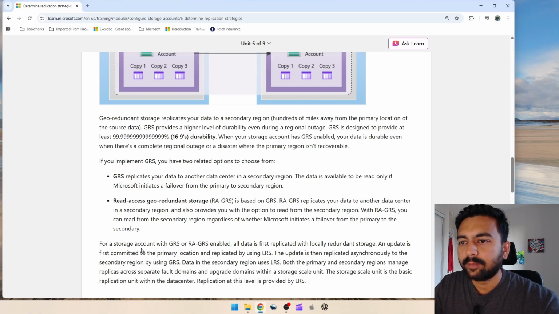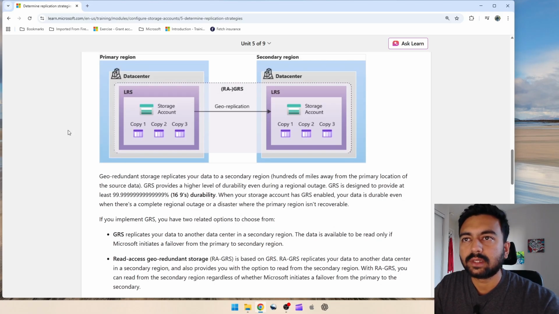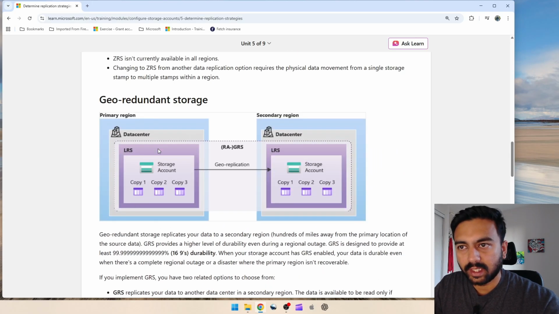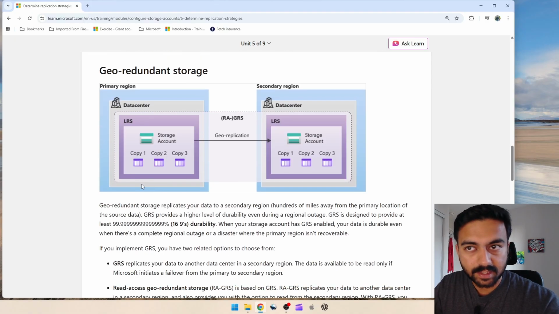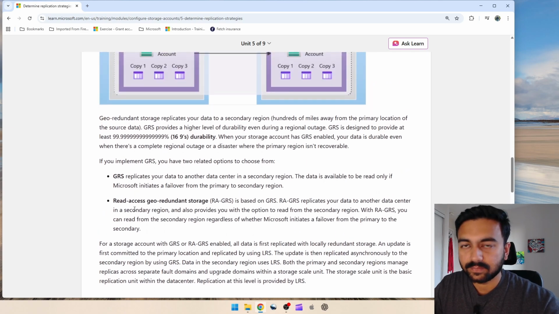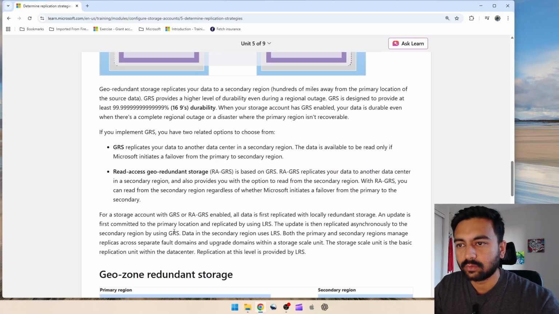Update is first committed to the primary location. So when the data comes, it's committed to the primary location first and replicated to LRS first. So first three copies are made within LRS in the primary region, and that's how GRS is set up to be prioritized. Update is then replicated asynchronously to the secondary region, which we just read earlier.